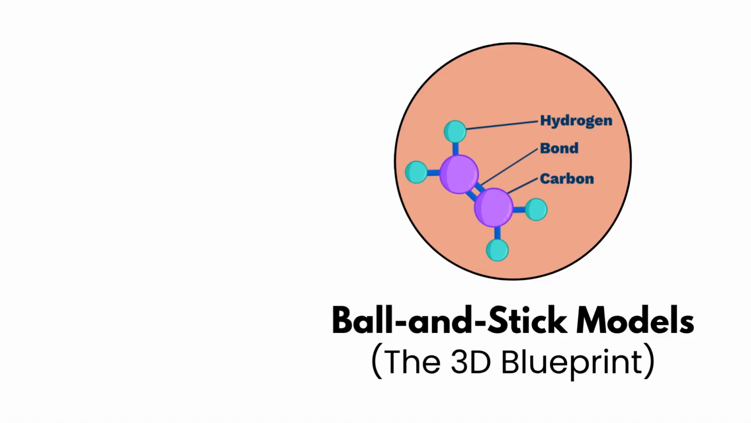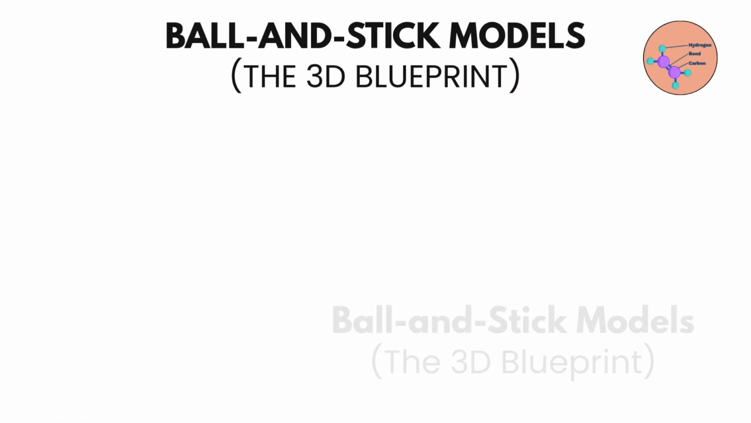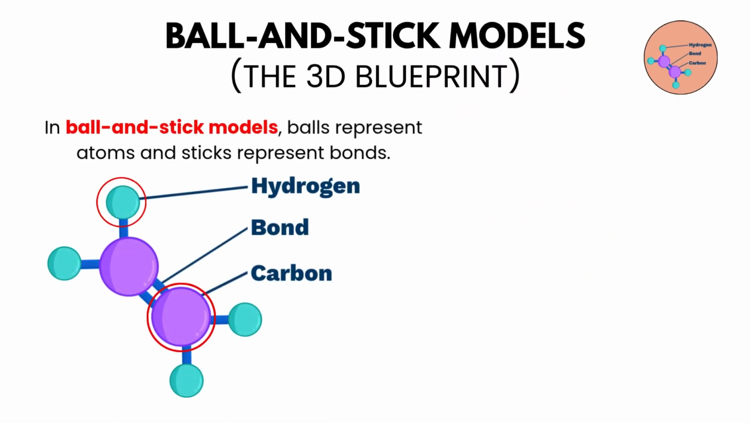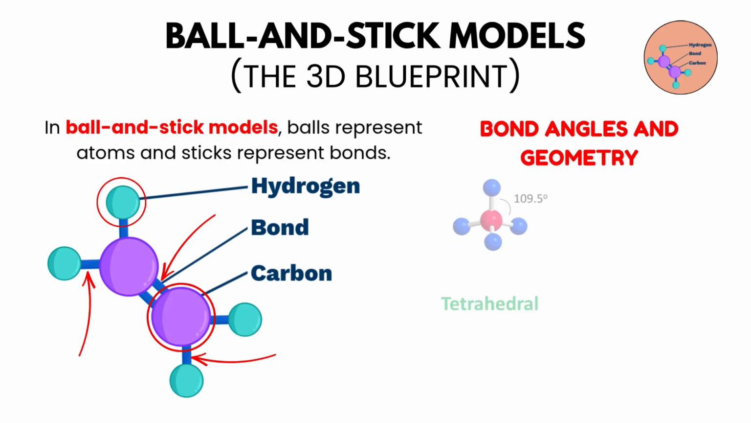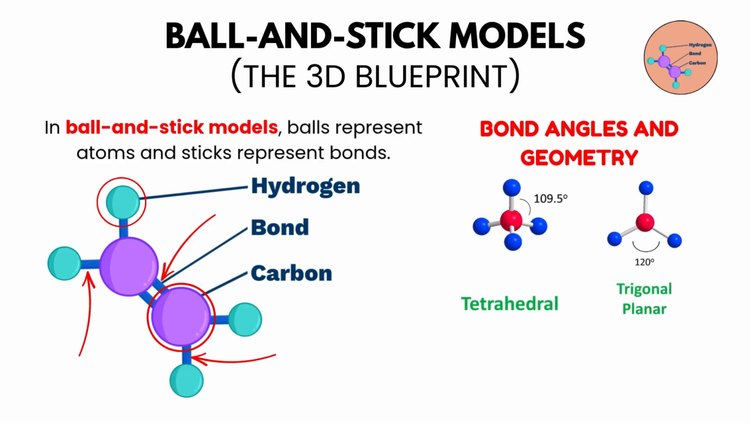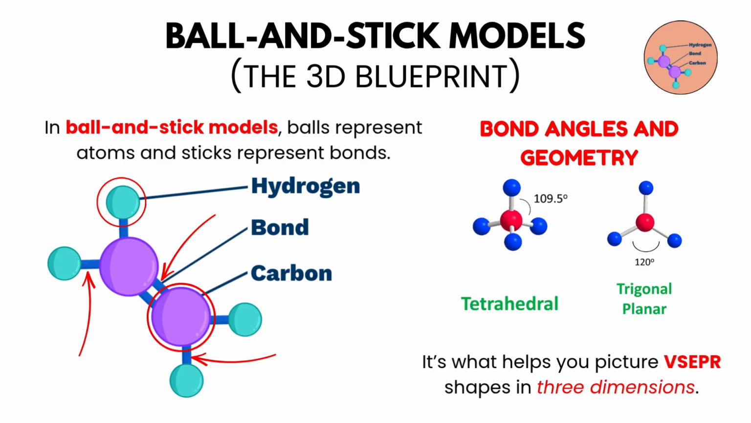Ball and stick models, the 3D blueprint. In ball and stick models, balls represent atoms and sticks represent bonds. This model emphasizes bond angles and geometry, like tetrahedral versus planar. It's what helps you picture VSEPR shapes in 3 dimensions.